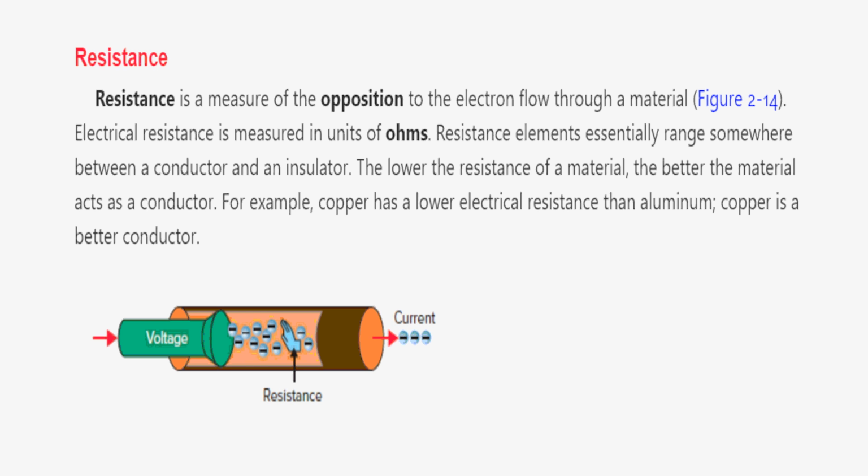It could slow it down a whole bunch and have a very high amount of resistance, or it could slow it down just a little bit and have a very low amount of resistance. The unit that we use to measure resistance is called ohms, and the symbol for ohms is the Greek letter omega.